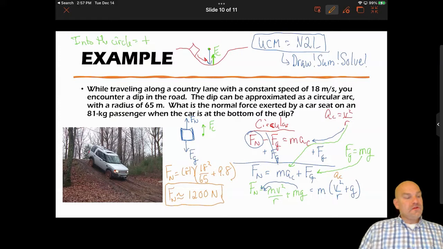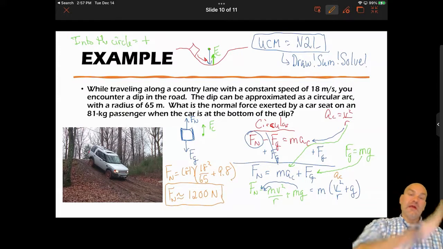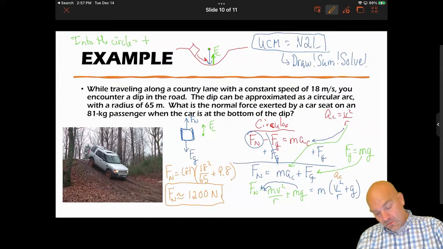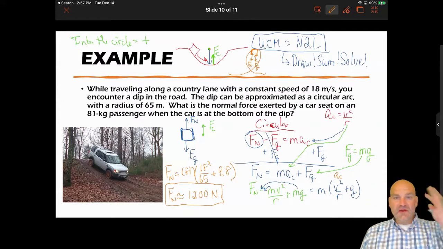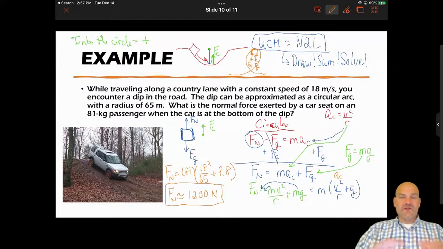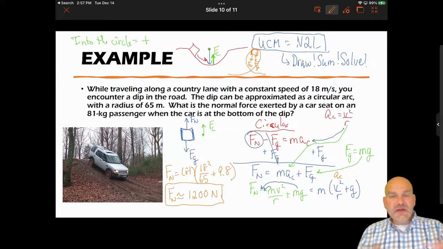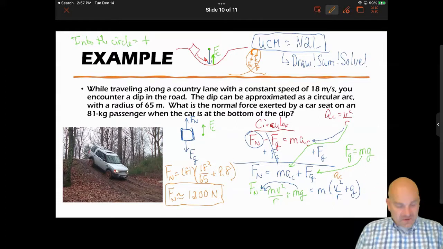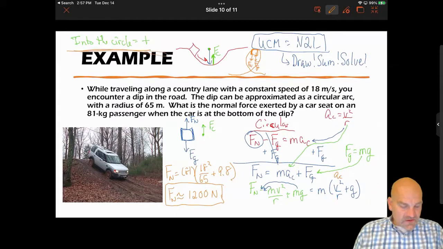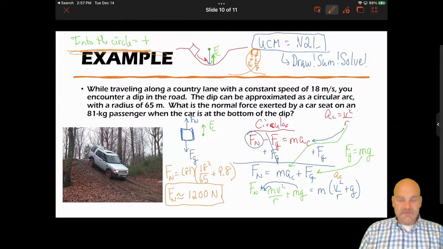Okay? So that's when we're going in a dip. It could be a roller coaster, right? If I'm looking at the top of the roller coaster, one thing to note is that your normal force and your weight both point into the circle. So Fn and Fg point into the circle. So your equation is going to be a little bit different, but they're all going to be positive because remember, into the circle is our positive direction.